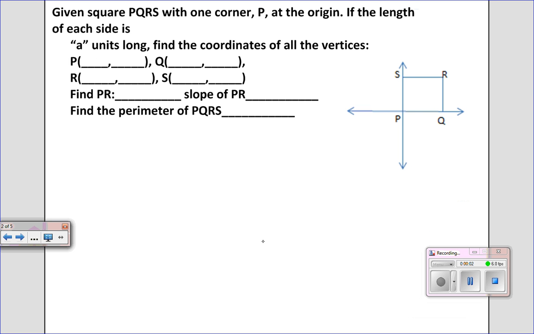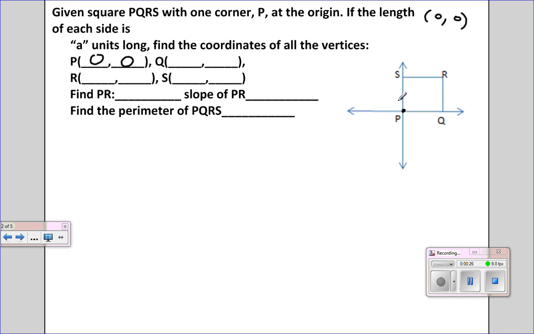Here we'll be looking at quadrilaterals in the coordinate plane and what we can do with them when we assign variables as their location. So first off, we're given a square PQRS with one corner P at the origin. If you remember, the origin means 0, 0. So P is at 0, 0. If the length of each side is A units long, find the coordinates of all the vertices.